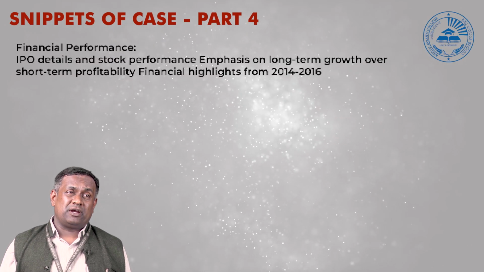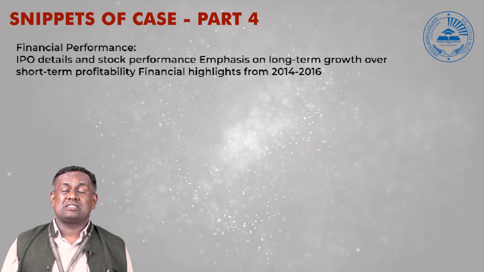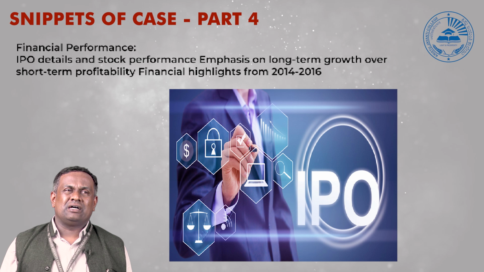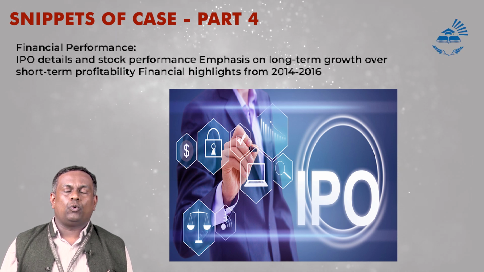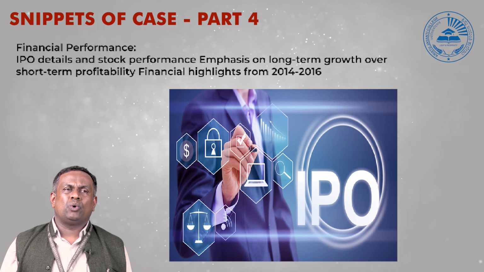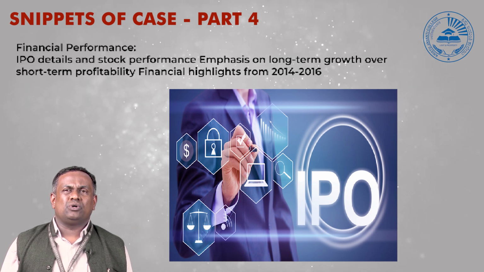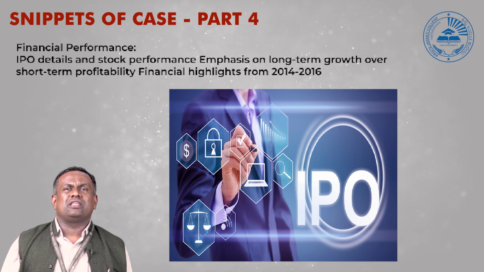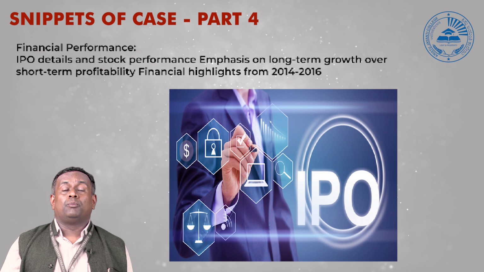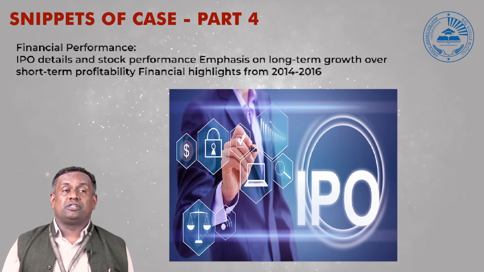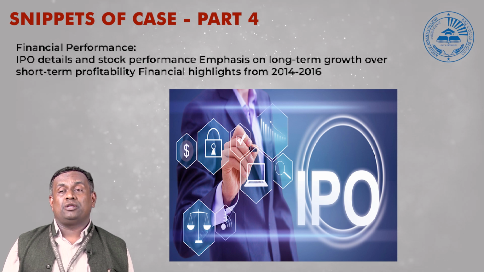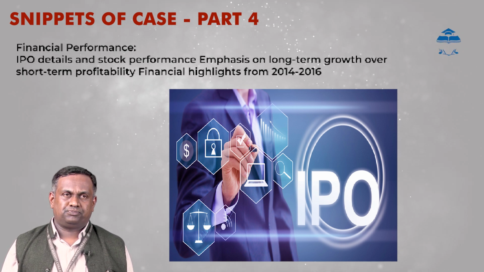When you go to the fourth snippet, that is the financial performance. This is our focus area. So what are the IPOs, when it started, how the stock performed. Then we are going to emphasize long-term growth over short-term profitability. That is how the organization is focused on long-term return rather than short-term profits or short-term benefits. And we have come across the financial highlights from 2014 to 16, and how it has evolved.